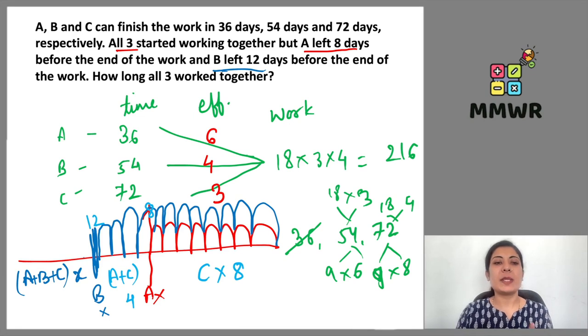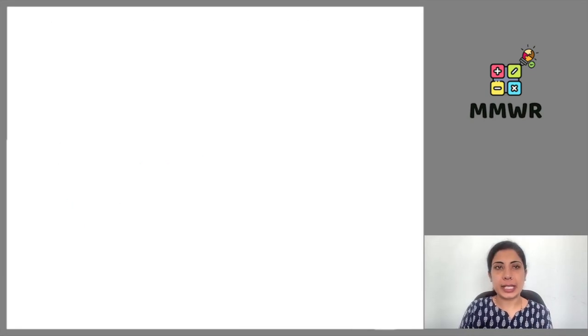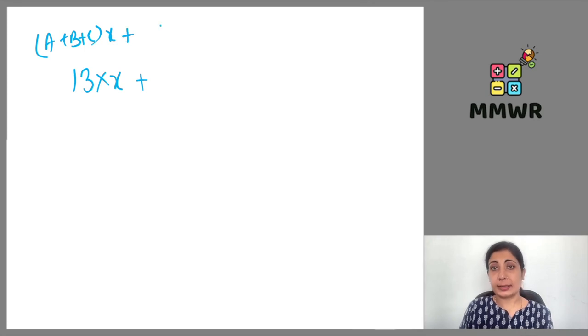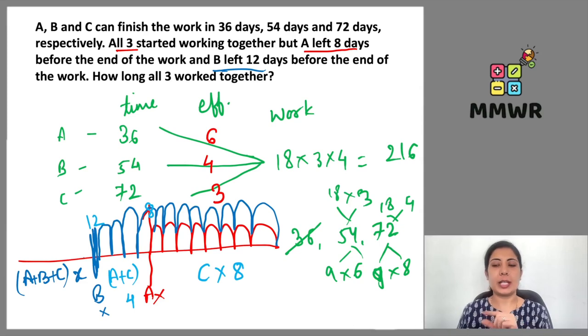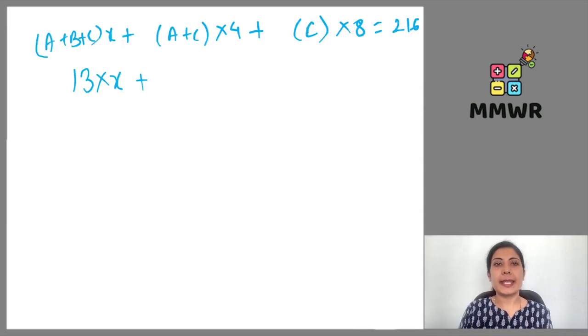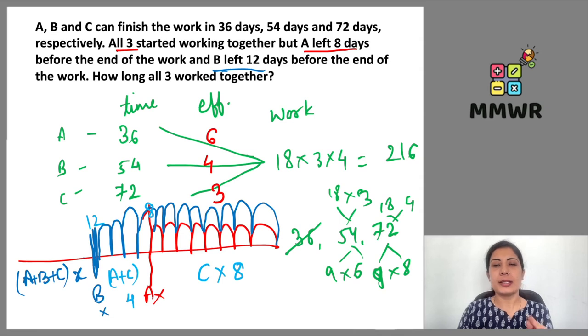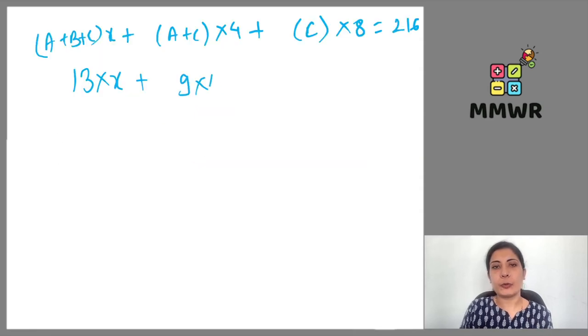Okay. So A plus B plus C combined efficiency is 13 multiplied by X, plus A and C. Let me write this. A, B, C together are working for X days. Then B leaves the work. A and C work for 4 days. And then C is there for 8 days to finish the 216 work, right? With the help of this graph, we can conclude this. Then A and C combined efficiency is 6 plus 3, 9, multiplied by 4, plus C's efficiency 3 multiplied by 8, is equal to 216.